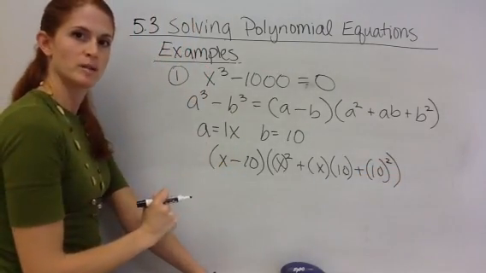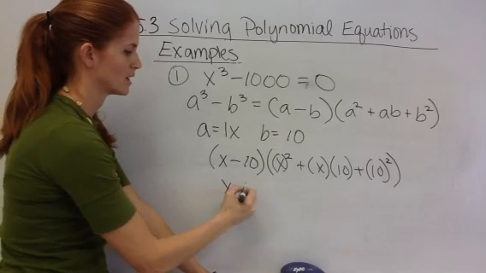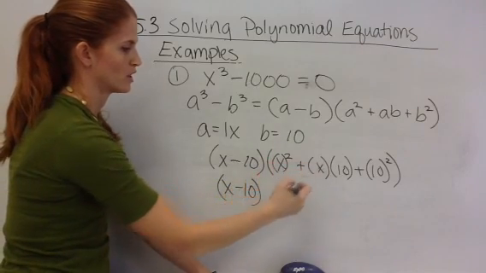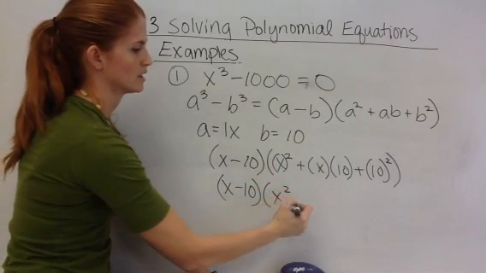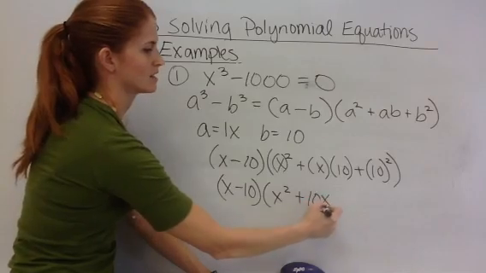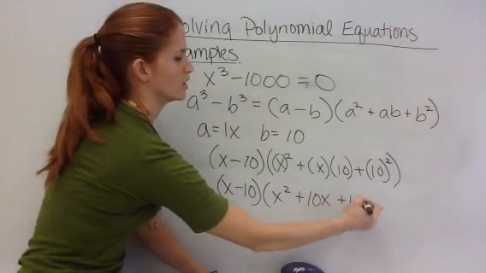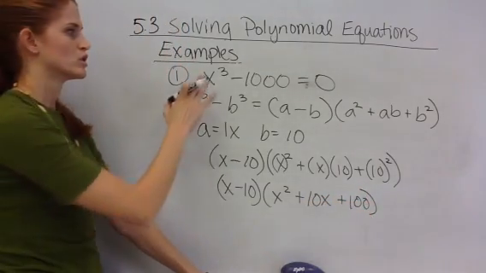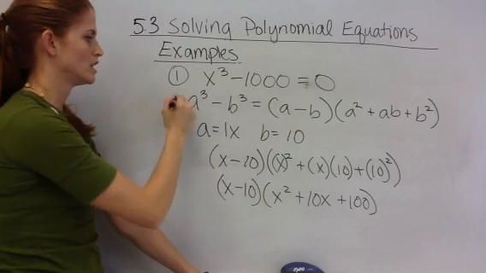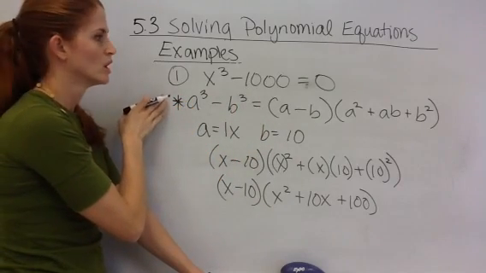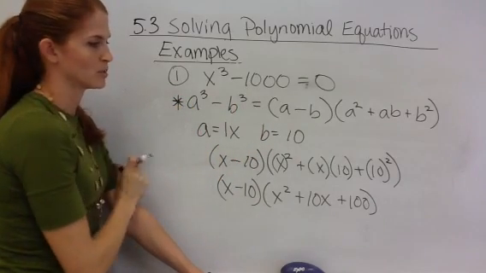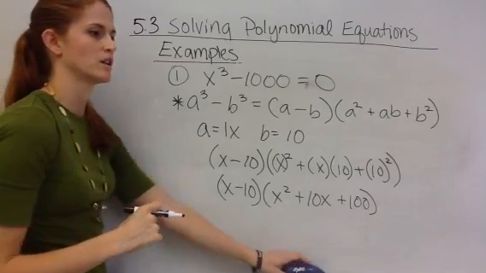From here, I just want to simplify this down. I have x minus 10. Then over here, I have x squared plus 10x plus 100. So once we recognize the formula we need to use, difference of cubes, we then find a and b and plug in appropriately. Let's do another example.